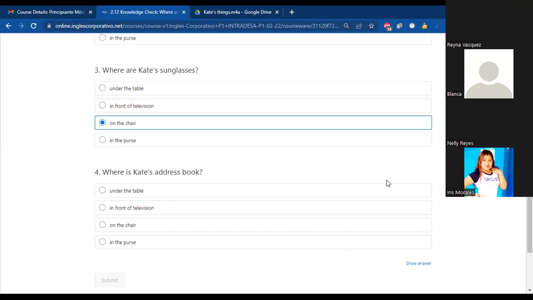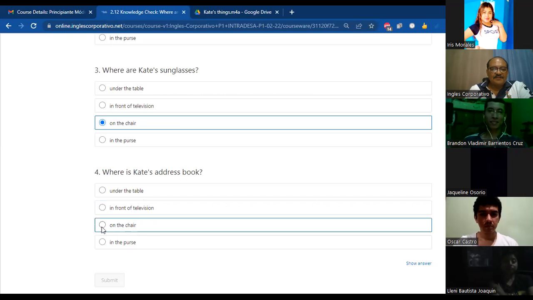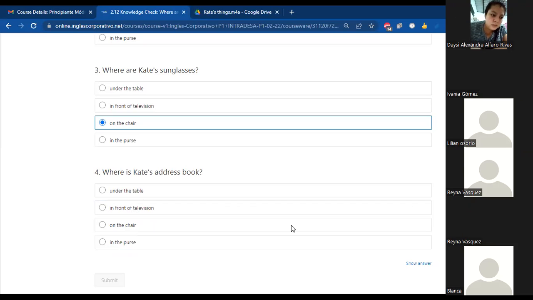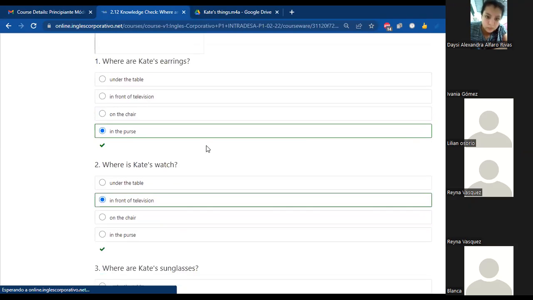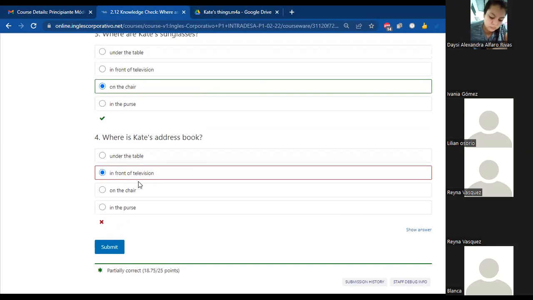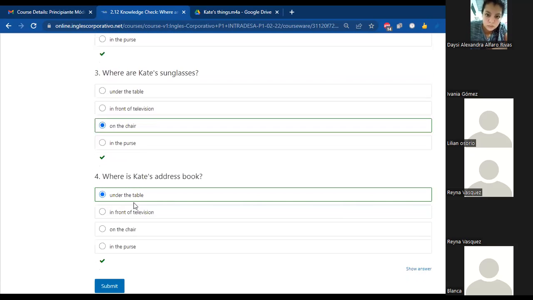Okay. What is the number four? Where is Kate's address book? Under the table, in front of the television, on the chair, or on the purse. Anybody? In front of the television. Okay, right. Good. Thank you. Let's see. 1, 2, 3, and 4. I think this one was under the table. I need four C. And the address book is under the table. Those are the answers.